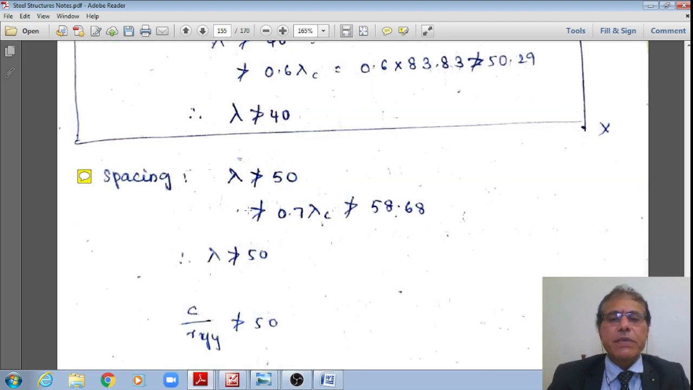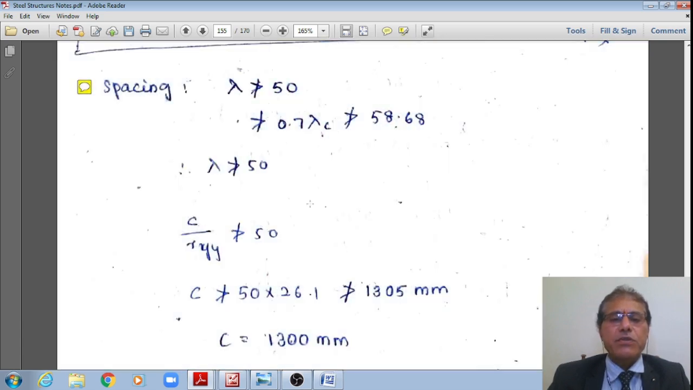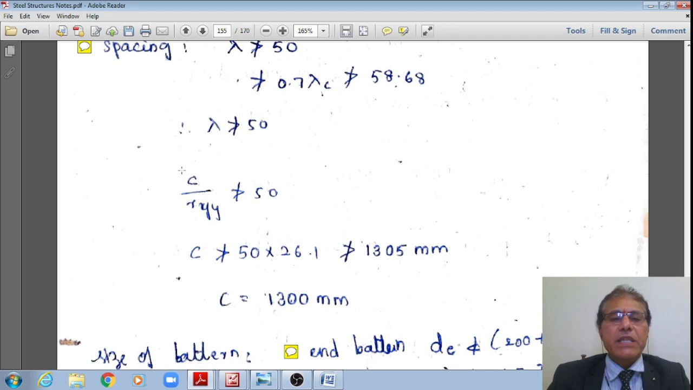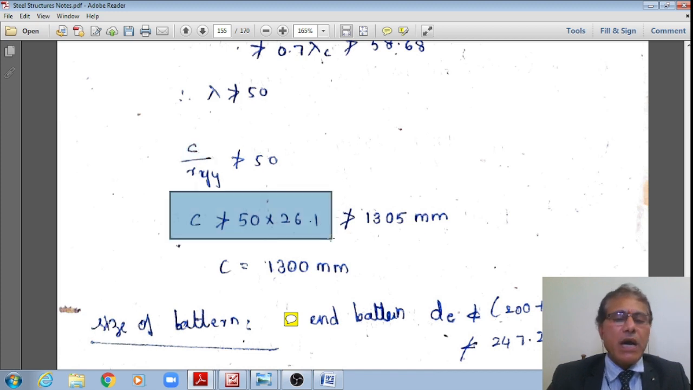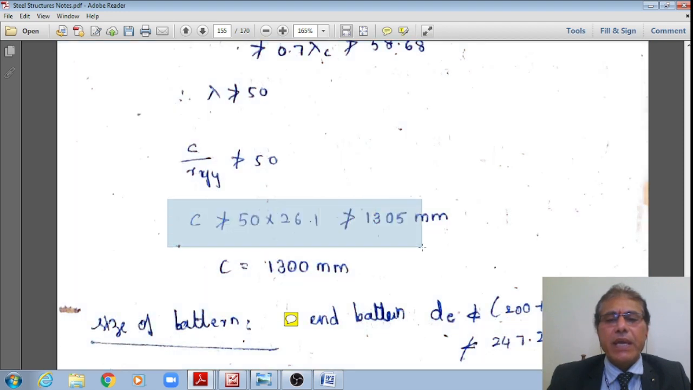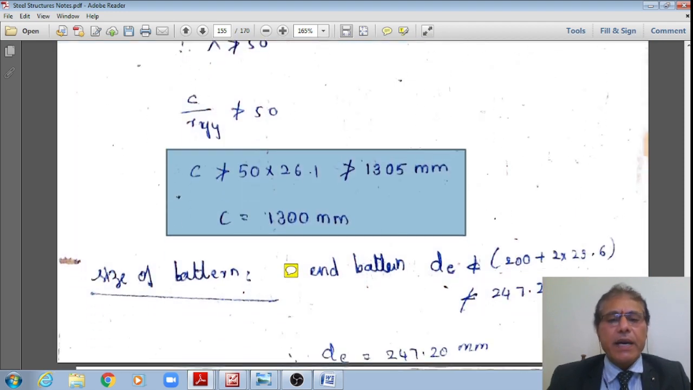Out of these two, whichever is minimum. Therefore, lambda should not be greater than 50. That is how you fix the spacing between these battens. C is the only unknown, right? Therefore, C should not be greater than 50 multiplied by RYY, the radius of gyration of each channel section about the weak axis, that is already known, which is 26.1. Therefore, it works out to not greater than 1305 mm, or say 1300 mm.